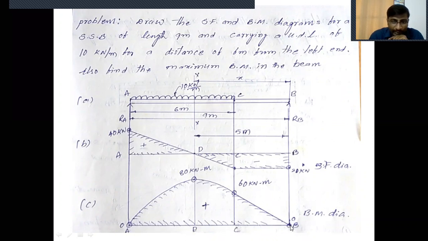What are the bending moment values? Bending moment at B is 0. Bending moment at C is 60 kilonewton meter on the positive side of the baseline, and the bending moment at D is also on the positive side. It is 80 kilonewton meter, a bit more than the 60 kilonewton meter. The bending moment at A is 0 on the baseline. 0 means on the baseline, positive means above the baseline, negative means below the baseline. So here 60, 80, 0, 0.